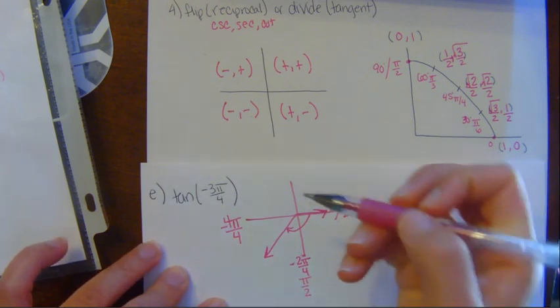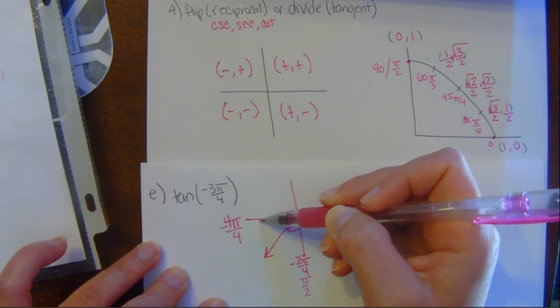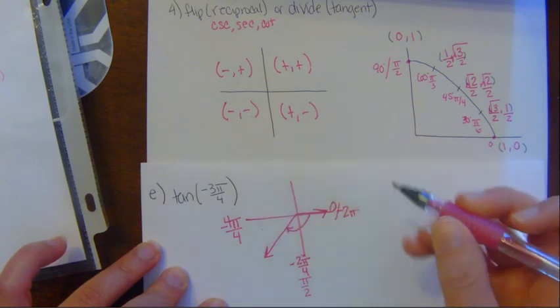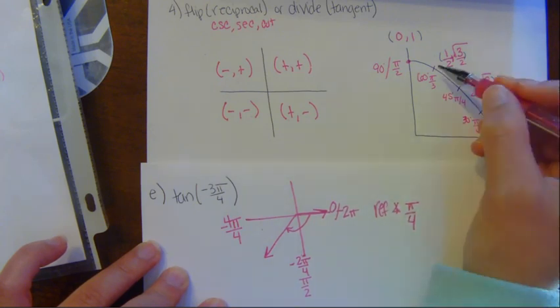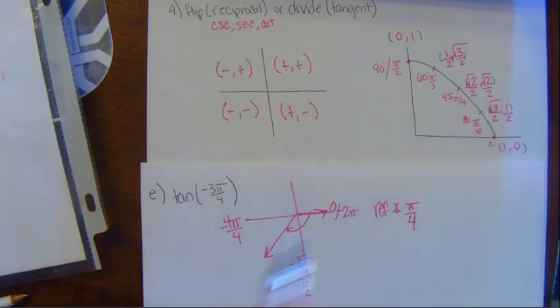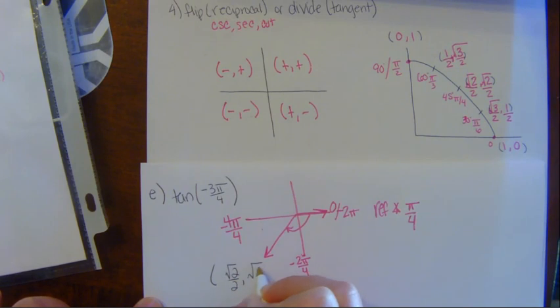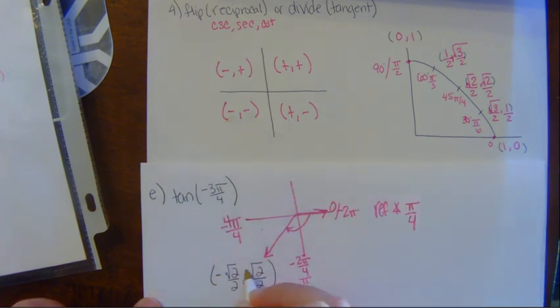So what I have to think about is, how much more until I get to this x-axis? How much farther? Well, that'd be another pi over 4. So my reference angle is going to be pi over 4. Again, if you don't get something off your chart, it's either a quadrantal angle or you're wrong. So I'm taking the same ordered pair as last time: radical 2 over 2, radical 2 over 2. It's in this third quadrant, so I went left and down, which means I need two negatives. Negative, negative.